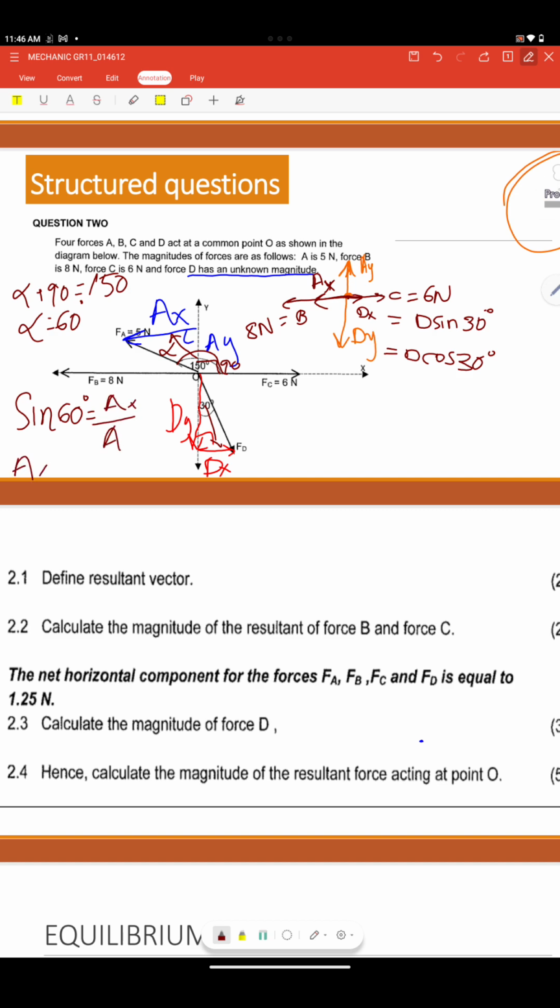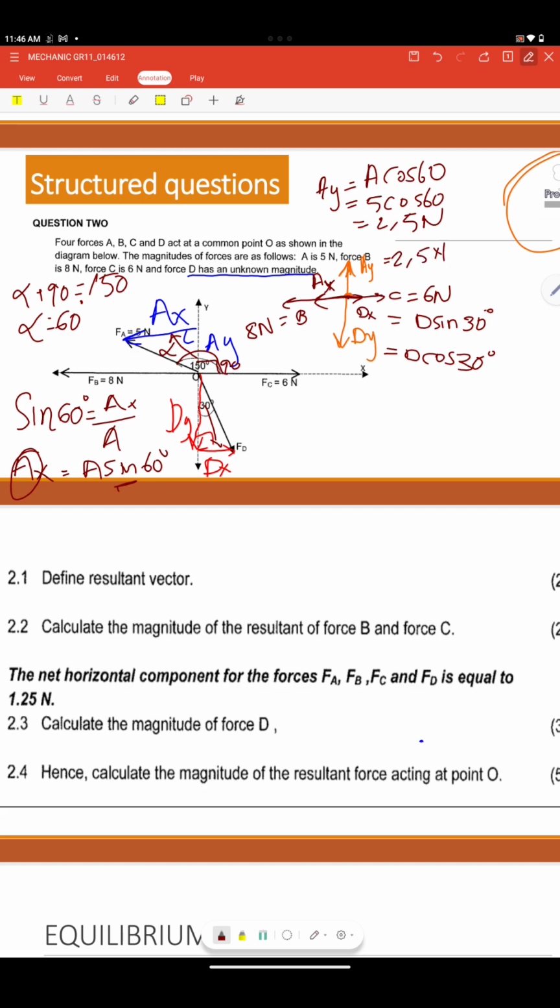Cross multiply, AX will be A sine of 60. So AX is A sine of 60. If the x component takes sine, it means the y component will take cos. So AY will be A cosine of 60. But what is A? A is 5. So this will be 5 cosine of 60. 5 cosine of 60 will be 2,5 Newton. That will be 2,5 Newton over there.